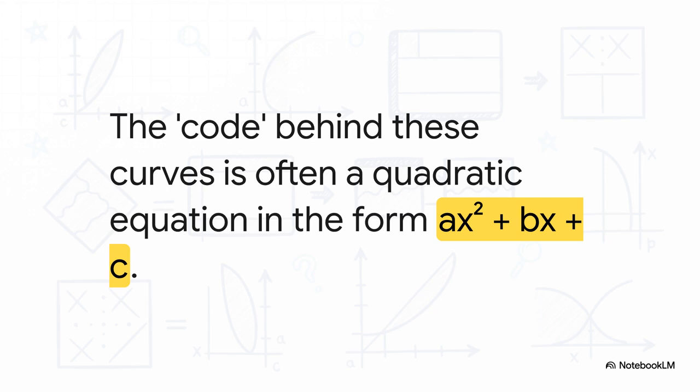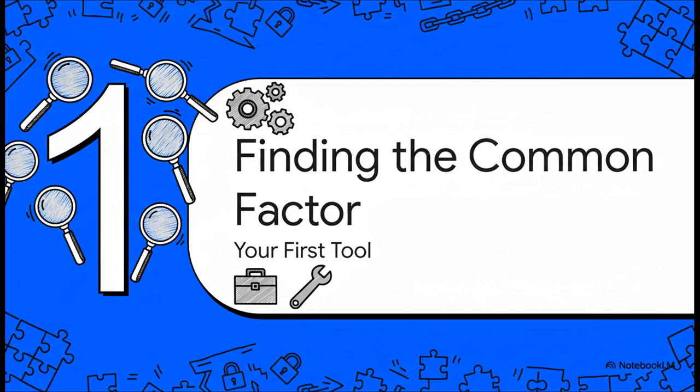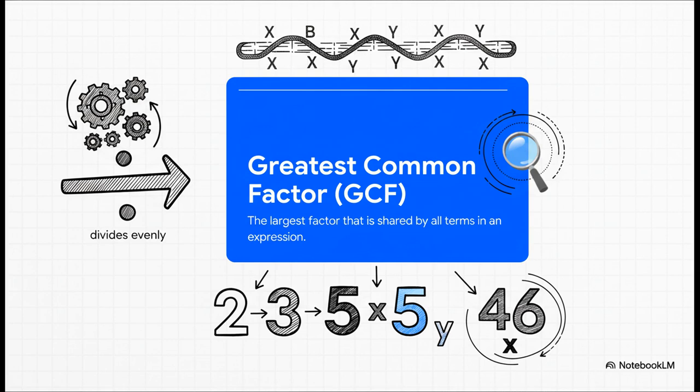Okay, before we can tackle the full quadratic code, we need our first and, honestly, most important tool. This is the one step you should always take first when you see a polynomial. It's called the greatest common factor, or GCF for short, and all it is really is the biggest number, and hey, sometimes a variable too, that divides evenly into every single piece of the expression. It's kind of like the shared DNA of the code.